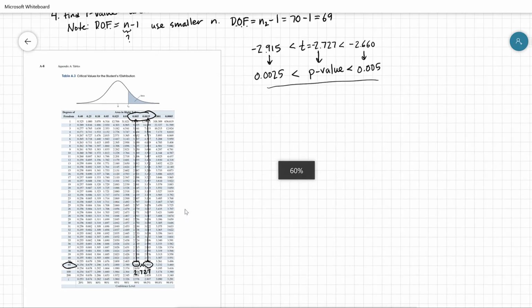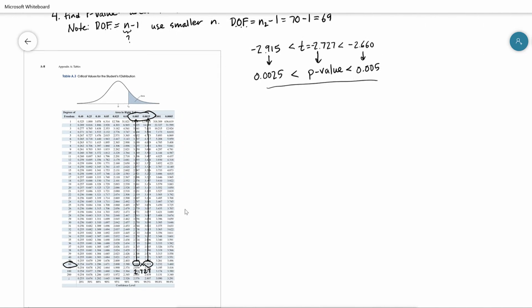So let's zoom out. I just want to make it totally clear, go through this one more time. We're only allowed to use row 60. That had to do with the degrees of freedom that we found. Our sample size was 70. That was the smaller sample size. We subtracted 1 to get 69. There was no row 69, so we rounded all the way down to 60 and got this number here. It said this is the only row that we're allowed to use.